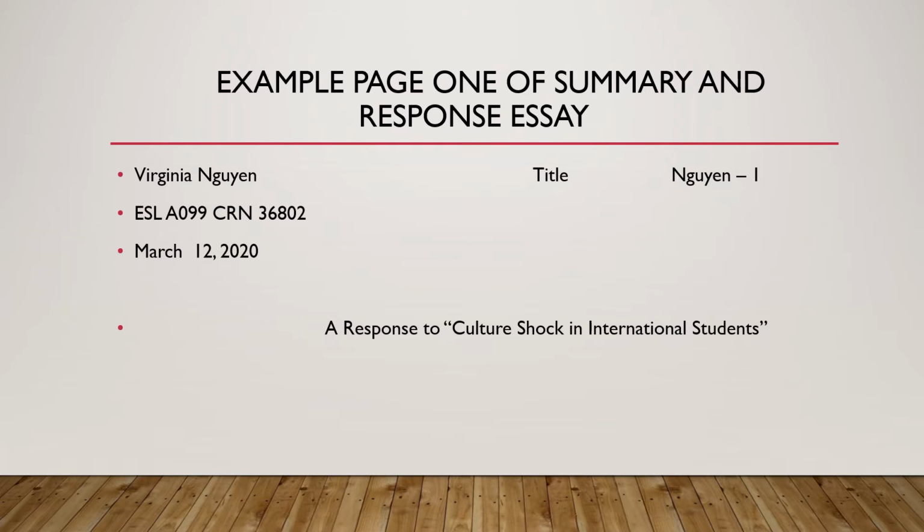The first page of your summary and response essay will include your first and last name, the class title, and the date of submission, all in the left-hand corner of your page. Please double space, which means you choose double spacing when you go to the paragraph menu in Microsoft Word or Google Docs. The title of your summary and response is centered, and you should make a header with your last name and the page number.